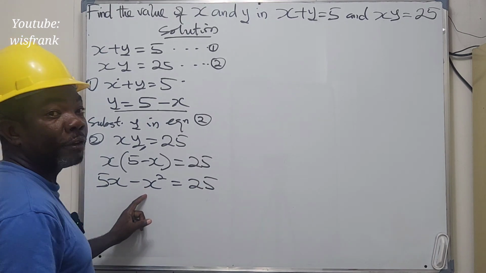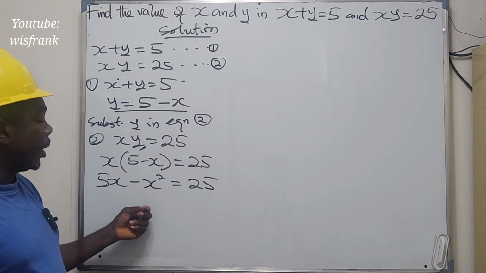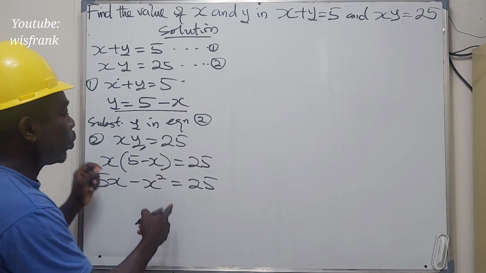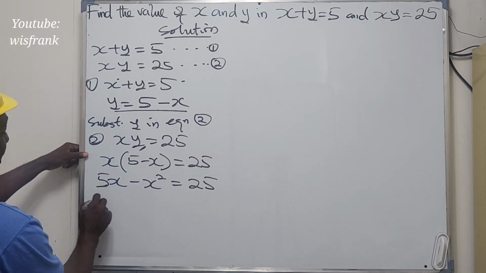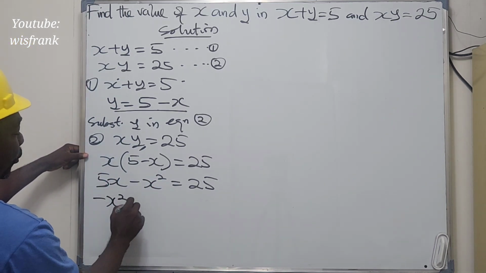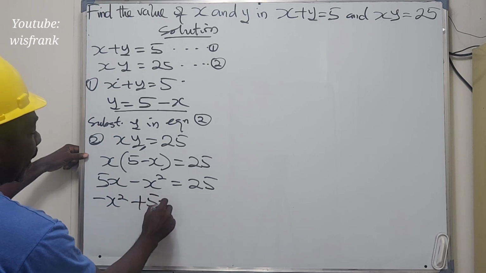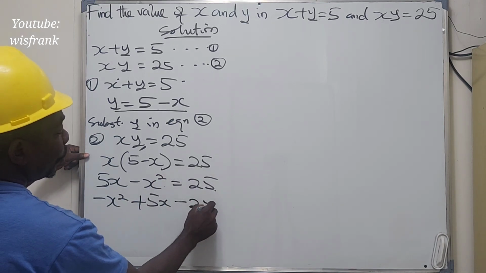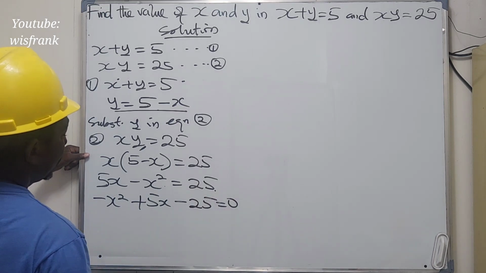We can see that we have x to the power of 2 here, which is the highest power of x, and it's a quadratic equation. We can rearrange this. We have here minus x to the power of 2 plus 5x. When 25 transposes to the other side, it becomes minus 25, all equals 0.